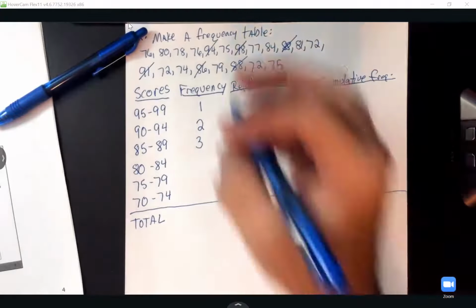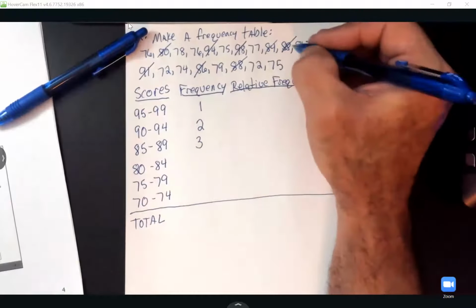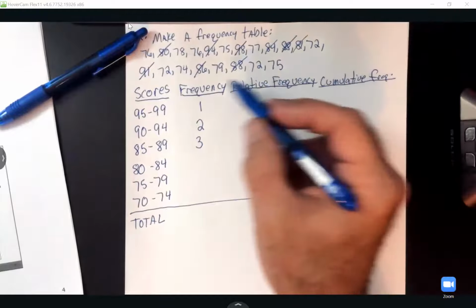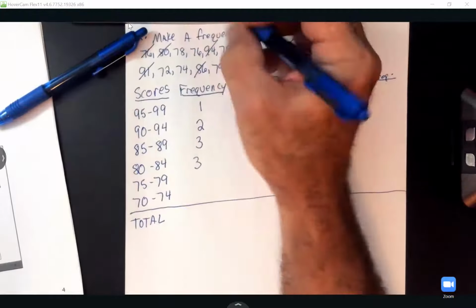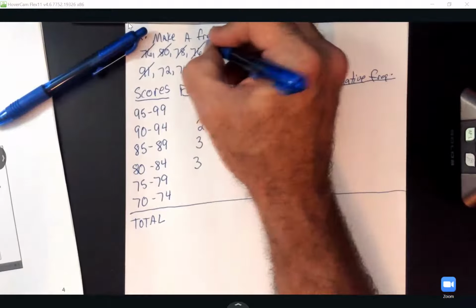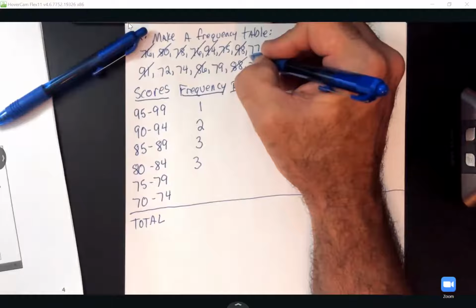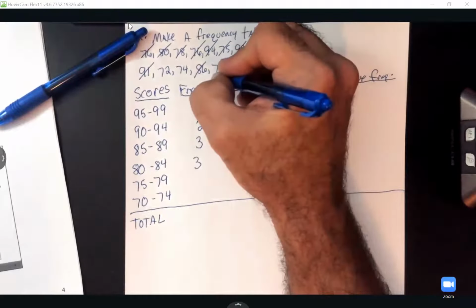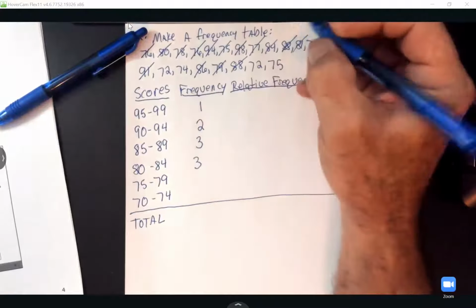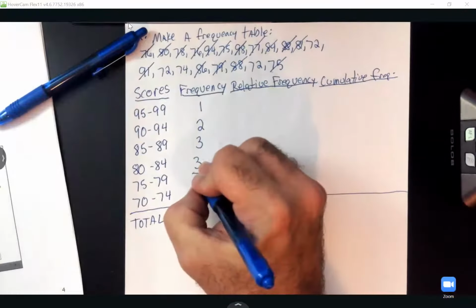Next is 80 to 84. So I had an 80, 84, 81. So we had 3 scores in that range. 75 to 79: 76, 78, 76, 75, 77, 79, and 75. So I did that 7 times.